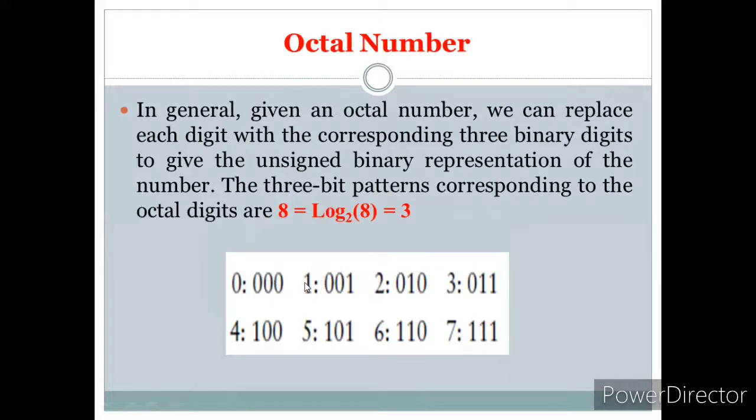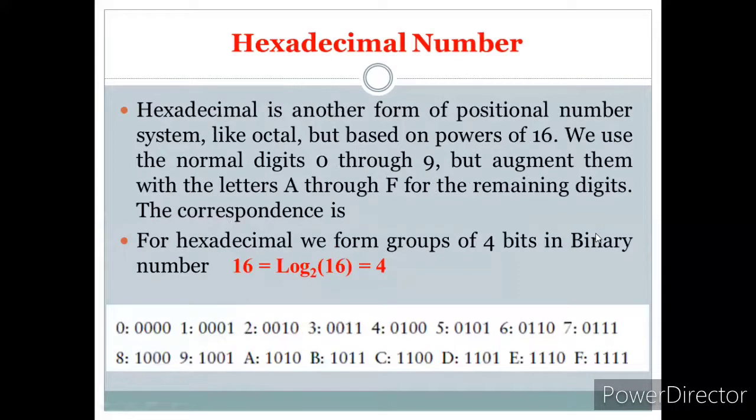So 0 is 000, 1 is 001, 2 is 010, 3 is 011, 4 is 100, 5 is 101, 6 is 110, 7 is 111. So this is the octal number representation there.